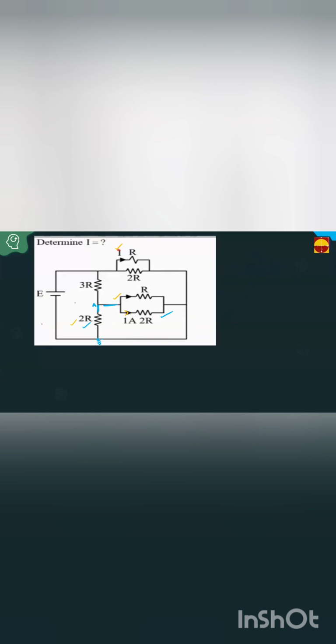1 ampere into 2R. What is the voltage drop here? 2R is the voltage drop. Current into resistance is the voltage. Here also what is the voltage drop? 2R. Here also, 2R is the voltage drop, because these are parallel combinations. Because already in the problem 1 ampere current is given, this current into this resistance is the drop. This is 2R, and this is also 2R because these two are parallel.